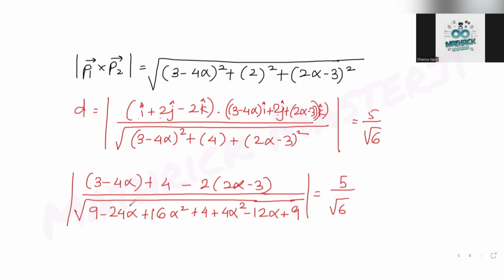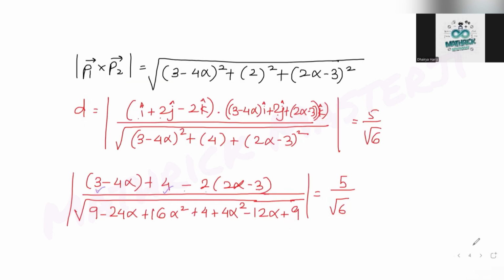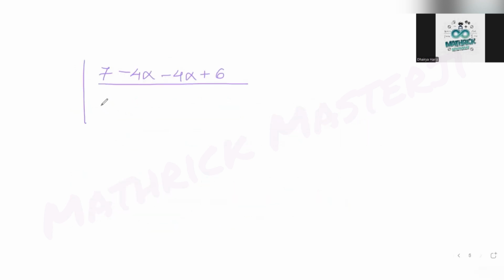Now, once I have this whole thing with me, let's try to further simplify this. So 3 minus 4 alpha. If I just do the numbers here, 3 plus 4, 7 minus, okay, let's multiply this also first. So 3 plus 4, I get 7 minus 4 alpha minus 4 alpha plus 6 over root of this. If I extend it, it gives you 4 alpha square plus 16 alpha square, so 20 alpha square in the root.